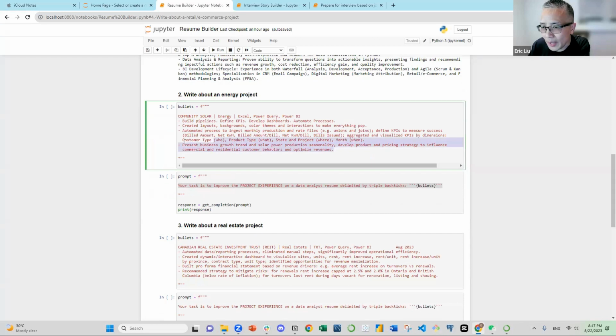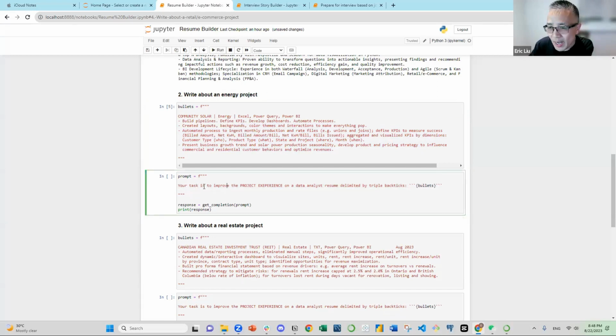And the last one is highly impactful. So present business growth trends and solar power production seasonality, develop product and pricing strategy to influence commercial and residential customer behavior and optimize revenue. So once again, the bullets are not generic, they're very specific. You can improve this with some numbers, maybe a percentage and some absolute numbers in dollars, right? Okay, so let me run this. And then your task is to improve the project experience on a data analyst resume delimited by triple backticks. That's it.